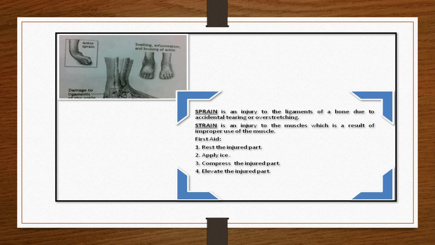Sprain is an injury to the ligament of a bone due to accidental tearing or overstretching. Strain is an injury to the muscles which is a result of improper use of the muscle. First aid: rest the injured part, apply ice, compress the injured part, elevate the injured part.